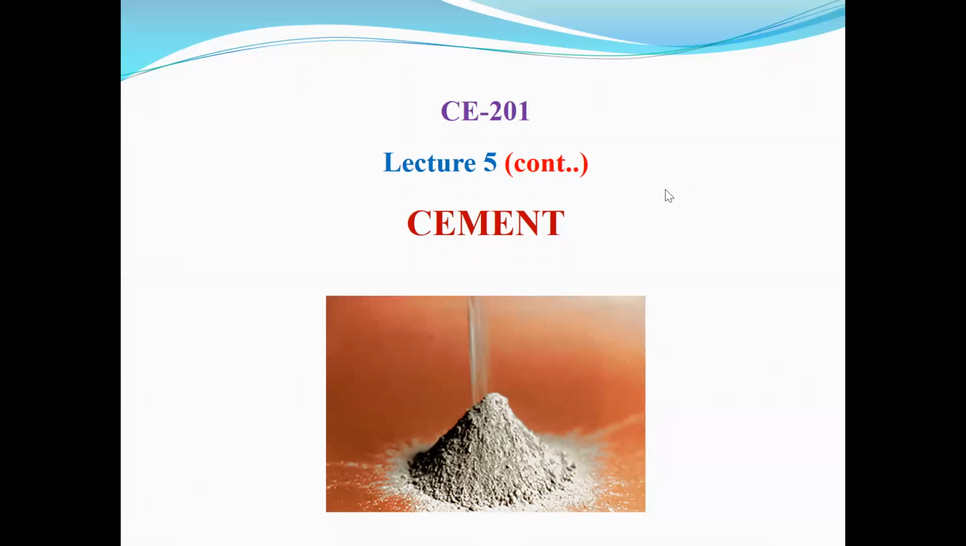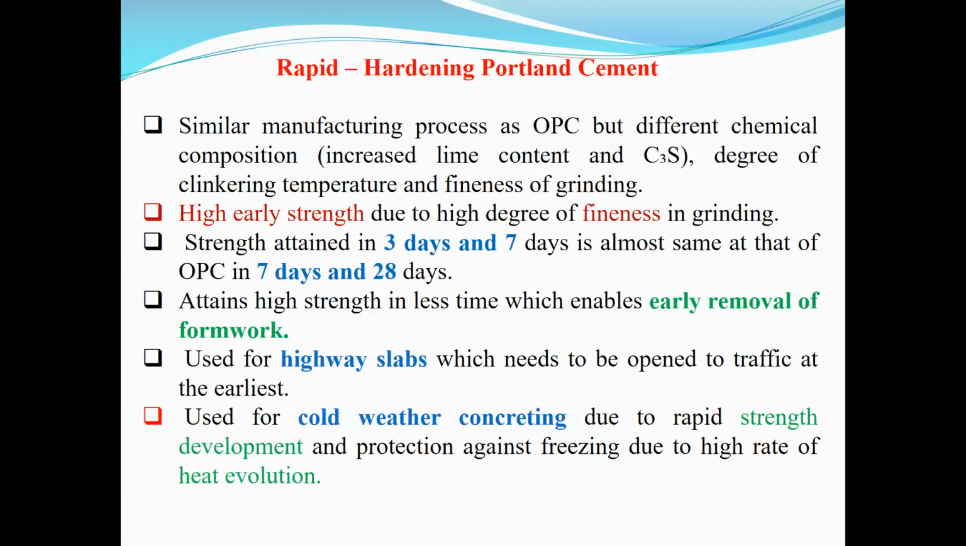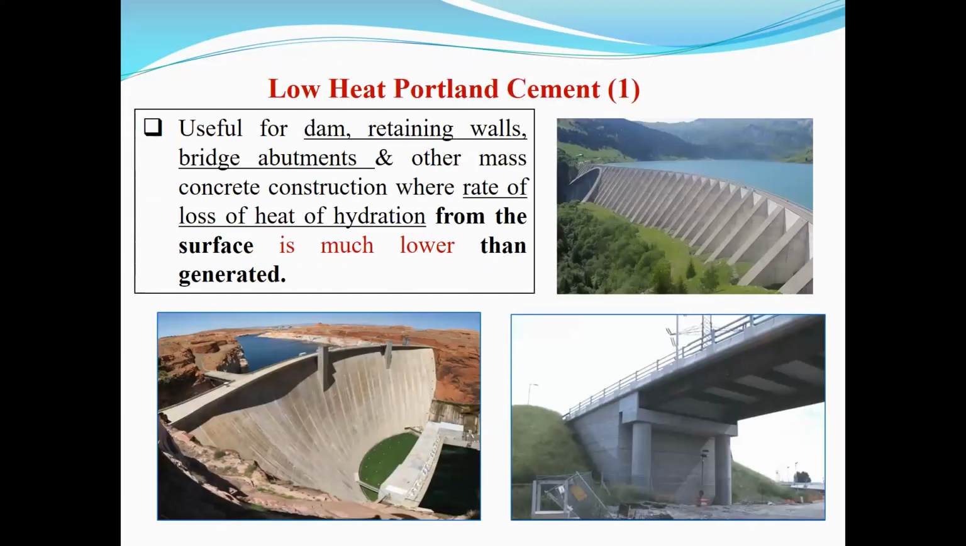So we will finish the remaining part of lecture 5 of cement, and then we'll shift to lecture 6 of cement, that is hydration and some tests of cement. So in previous class, we discussed the types of cement. We discussed rapid hardening Portland cement, that is the first important one. Then we'll see other types. The second one is low heat Portland cement.